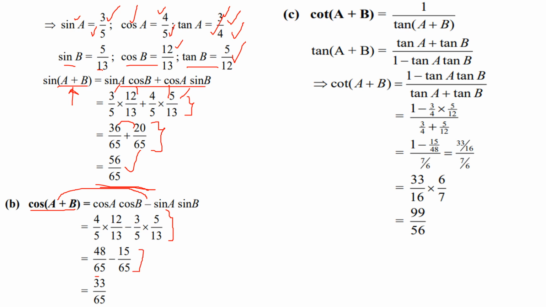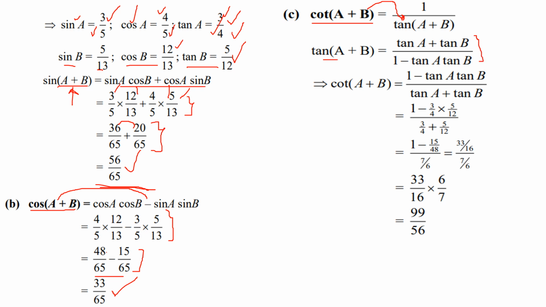Correcting LCM, which is 65, you're going to have 48 minus 15, and then you end up with 33 divided by 65. Now your part C, you're being told to calculate for cot, but remember that cot is not a standard element that we have in compound angle. But as we started, we said that cot is always the reciprocal of tan. So that's what we first do. We put it in a formula that can be calculated, or that has a compound angle expansion.